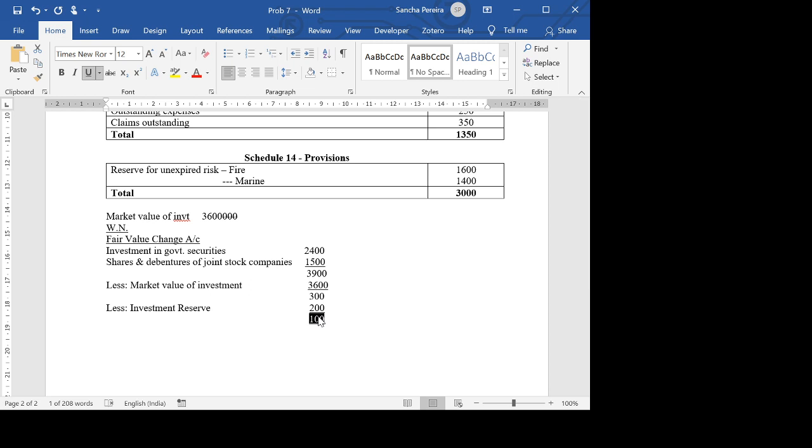Now sometimes the fair value change account can show a profit as well as a loss. In this problem, it's a loss. How did we get a loss? The book value of the investments is 3,900 and the market value is 3,600. The actual loss is 300, but then we realized we had an investment reserve, so we reduce the loss, and it comes down to 100.